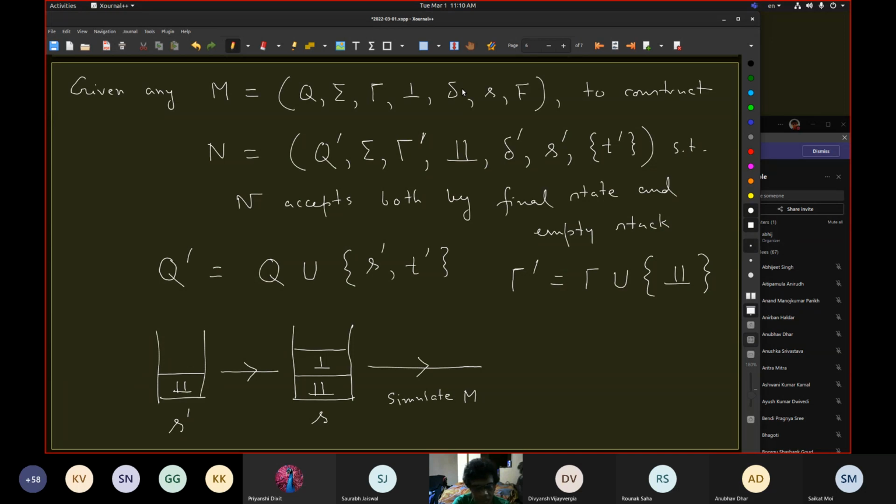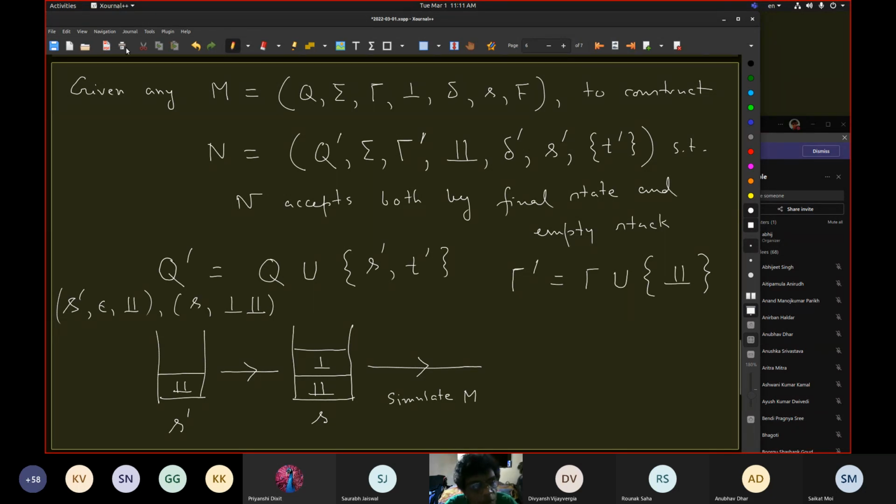Yes. Okay. So the first extra transition is this. This is an epsilon transition. We'll go to the old start state S. This is this transition. There should be another parenthesis anyway. But then, after this simulation completes, somehow our new machine N should come to the state T prime. Not only that, it should also empty its stack.